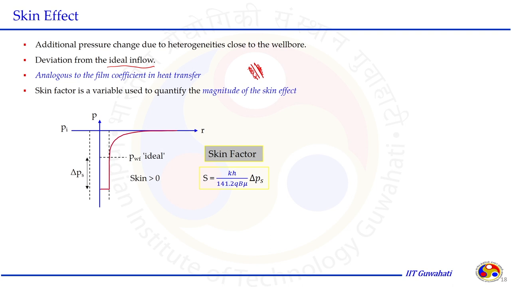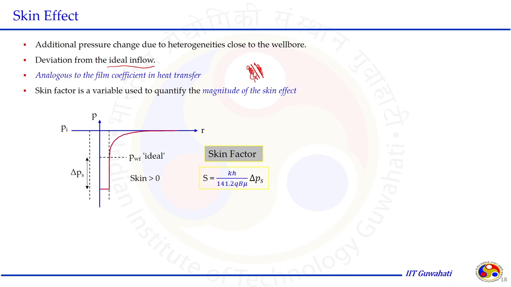Ideal inflow is the condition for Darcy flow. The deviation happens and we need to account for that deviation in the form of the additional pressure drop happening here. So the skin effect, the additional pressure drop near the surface or near the wellbore, is analogous to the film coefficient in heat transfer. In heat transfer also, if we have a layer of fluid deposition on the surface, an additional heat transfer coefficient is included in the expression. Similarly, we can include the pressure drop, which is the driving force for the fluid to be produced in the reservoir.